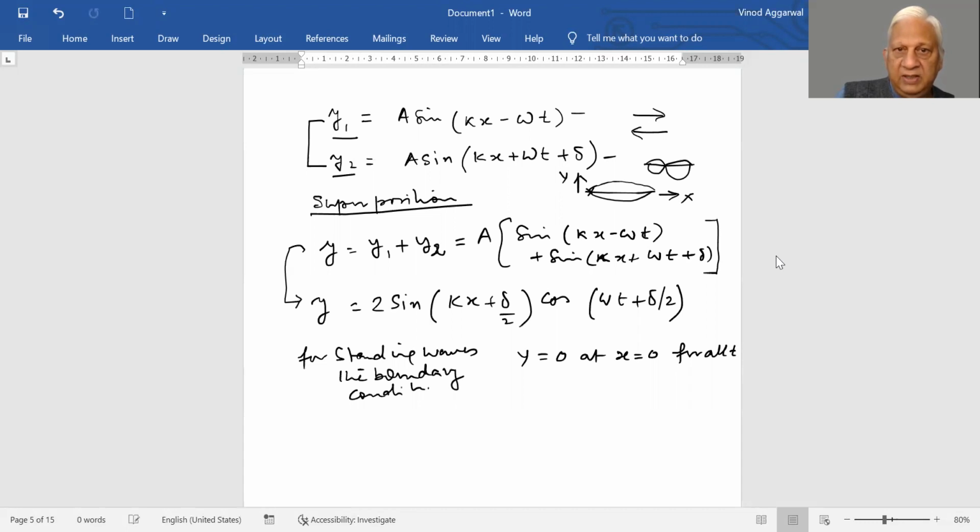At x is equal to 0, y is 0 at all times, whether you take this wave or this one. For all of them, at x is equal to 0, y is 0 at all times. This is one boundary condition. What is another boundary condition? The same condition applies at the other end also, which is y is equal to 0 at x is equal to L for all times. These are the two boundary conditions.